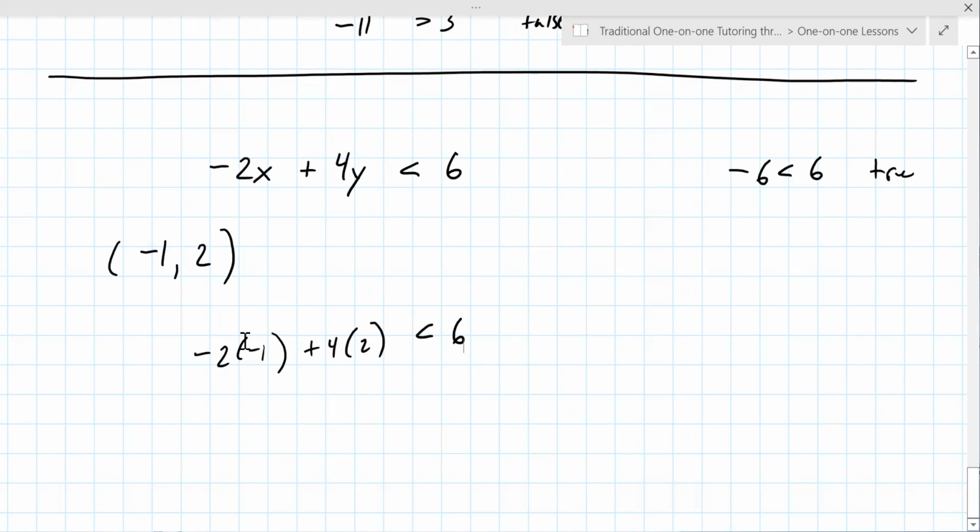-2 times negative what? Are you seeing my screen here? Yeah, -2 times -1. What is that? -2 times -1, that's going to be 2. Okay, it's going to be 2 plus, what is 4 times 2? 4 times 2 is 8. Okay, what is 2 plus 8? 2 plus 8 is 10.